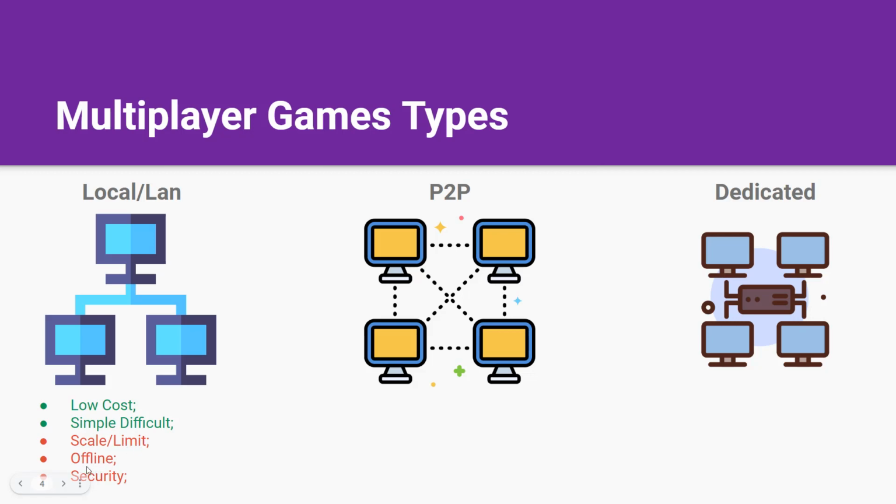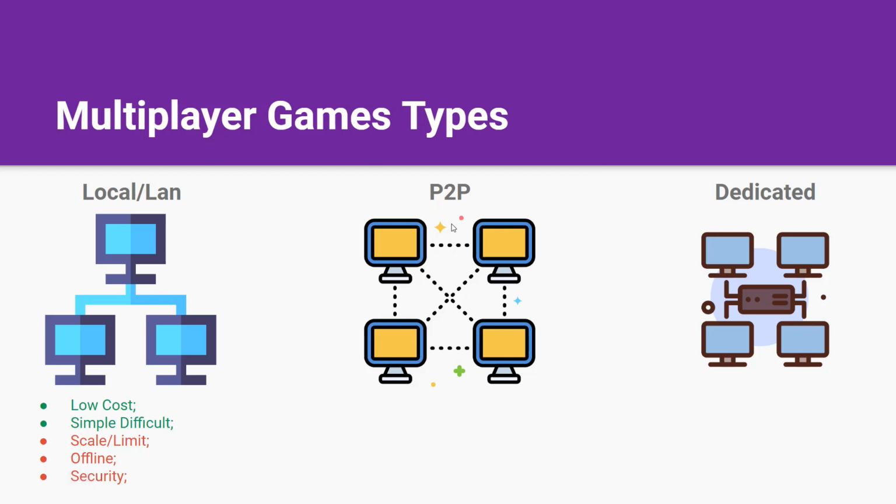All the players are playing the game offline. It's multiplayer, but on a local network, not online. And you do not have security in your game with this type of connection. A player can use any cheating in the game. You do not have control over the players in this type. Okay, this is the local type.